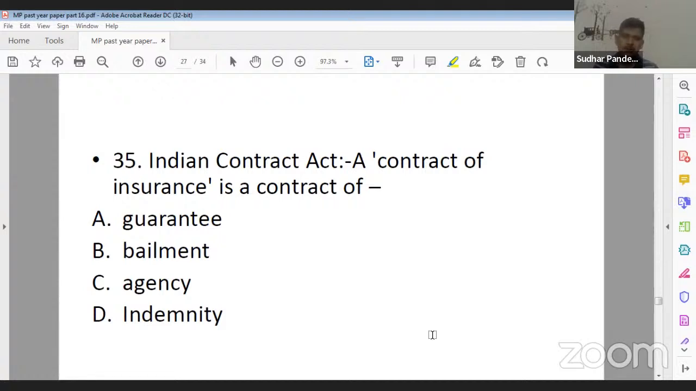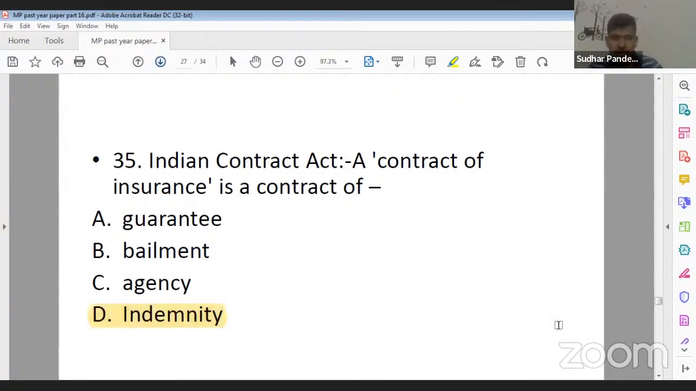Now, question number 35. A contract of insurance is a contract of. Option A, guarantee. Option B, bailment. Option C, agency. And option D, indemnity. Ankita Gupta ji, you are also correct. What should be the correct answer of question number 35? Which type of contract? 35 ka yes, D is the correct answer, Vinny ji.